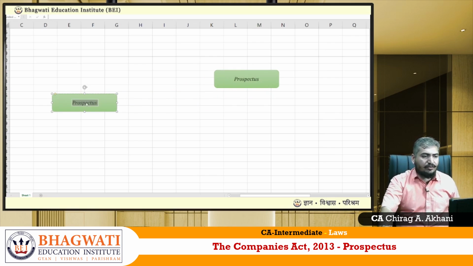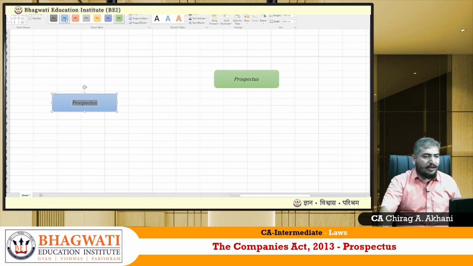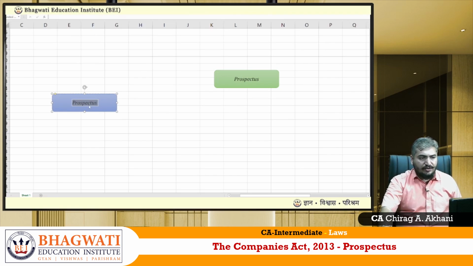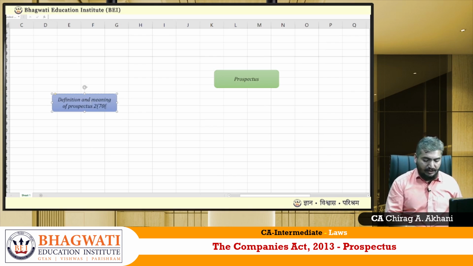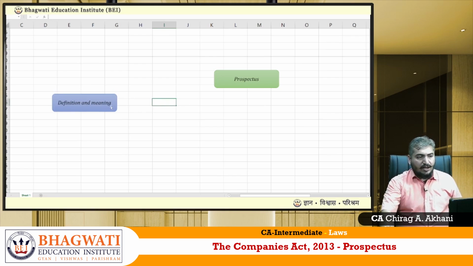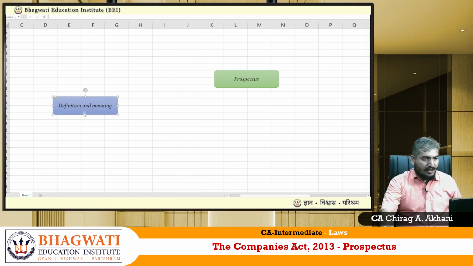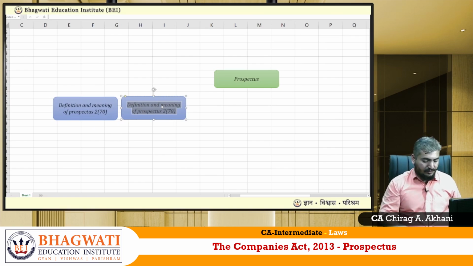The first one we are going to learn is written over here. Okay, let me change the color. Yeah. The first one is the definition and meaning of prospectus. It is very well defined under section 2, subsection 17. After then, we are moving towards the types of prospectus as discussed here.